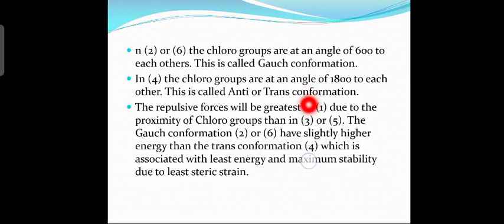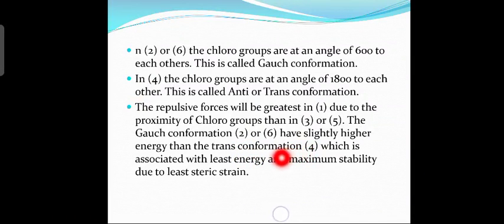What about anti or trans conformation? Two chloro groups are at an angle of 180 degrees. Next point, the repulsive forces will be greatest in 1 due to the proximity of chloro groups than in 3 or 5. You have noticed this in the previous slide. Repulsive forces will be greater in 1 because two like groups are adjacent to each other, than in the 3 or 5 conformation. The gauche conformations, 2 and 6, have slightly higher energy than the trans conformation.